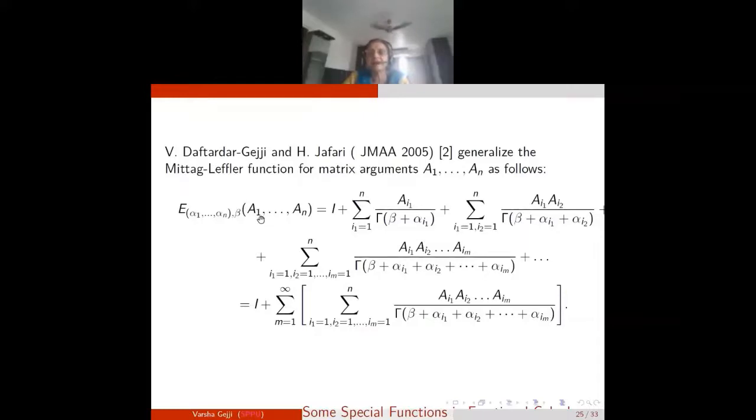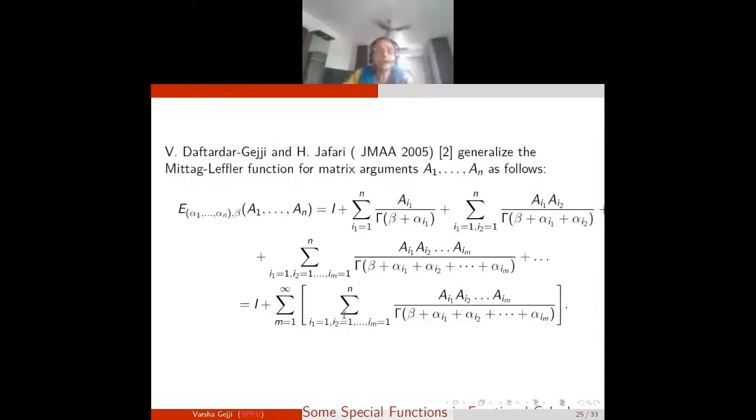So what we introduced was these A1, A2, ..., An, which are matrices, and alpha 1, alpha 2, ..., alpha n, these are the orders, comma beta, and this is the generalization. So here, firstly a single A_i1, then A_i1 A_i2, with i1 going from 1 to n, all these products. And factorials are replaced by alpha i1, alpha i2. And like that, the nth order term, and so on up to infinity.